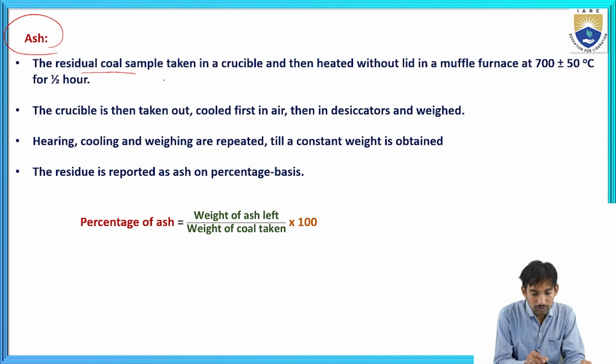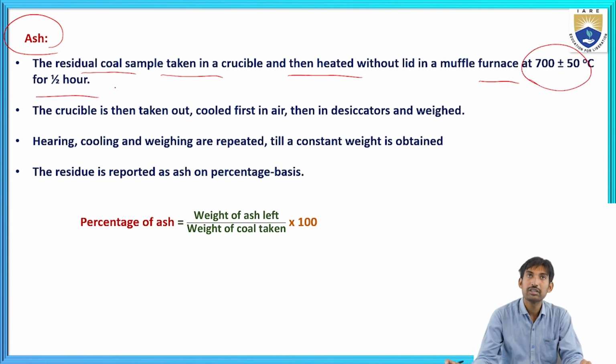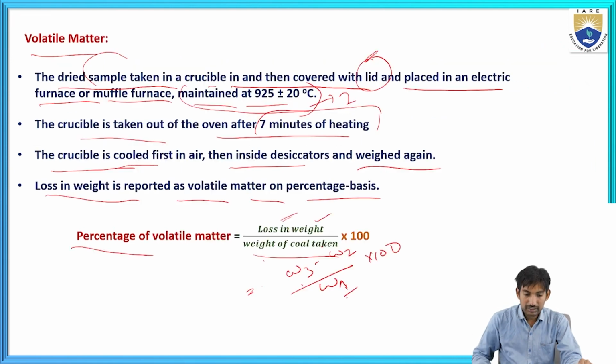The residual coal sample is taken in a crucible and then heated without lid in a muffle furnace at 700 plus or minus 50 degrees centigrade for half an hour. In the previous step, what we have performed? We have heated the dry coal at 925 plus or minus 20 degrees centigrade in anaerobic conditions. The lid is closed.